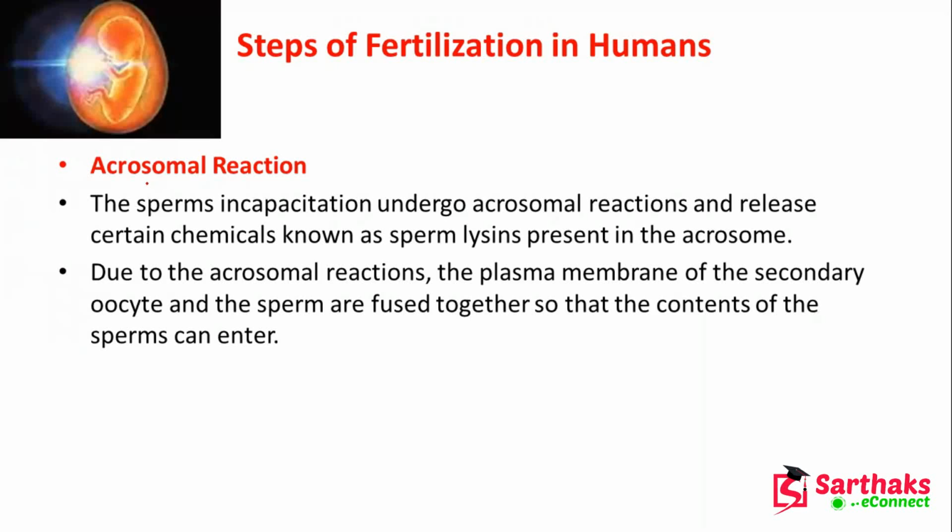Now, steps of fertilization in humans. First, the acrosomal reaction. The sperms in capacitation undergo acrosomal reactions and release certain chemicals known as sperm lysins present in the acrosome. Due to the acrosomal reaction, the plasma membranes of the secondary oocyte and sperm are fused together so that the contents of the sperm can enter inside the female reproductive system.